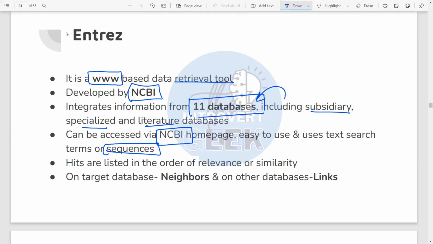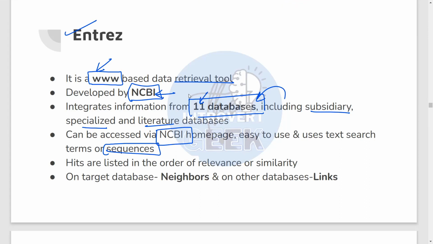Okay, so Entrez is a WWW based retrieval tool. It is developed by NCBI. It integrates 11 different databases, including the subsidiary, specialized and literature databases. The search that it takes is either text or you can also put sequences. The hits are listed in order of relevance or similarity.